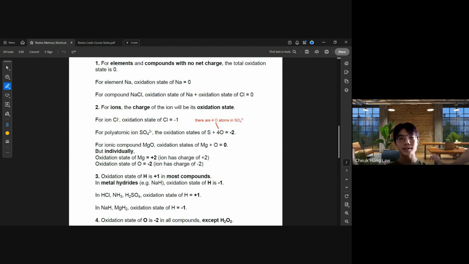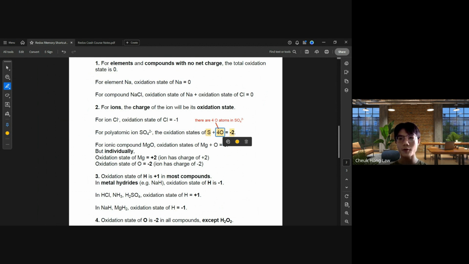These are ions that contain multiple elements. For example, SO4 2-, it contains sulfur and oxygen. But you see there's a 2- here. That is the charge of the whole ion. So the total oxidation states of all the elements inside equals that charge, which is -2. So S plus 4O equals -2.